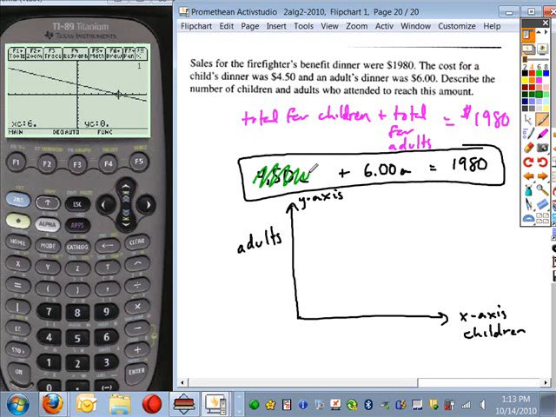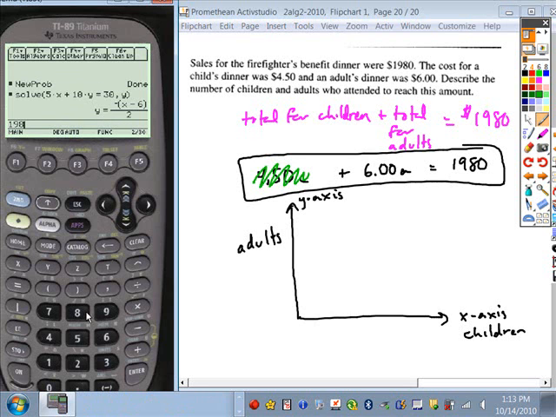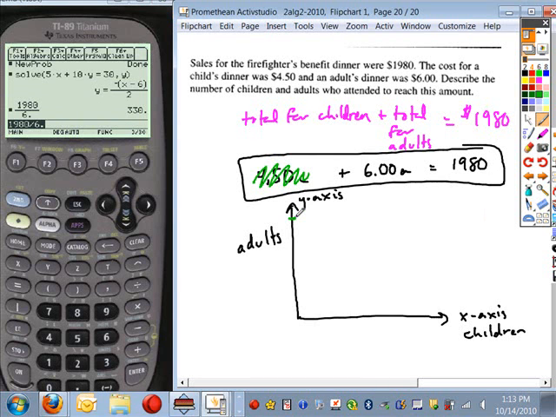If C was 0, we could solve this and take 1980, divide that by 6. Okay, and so we get 330. So our top number of adults, this point right here, would be (0, 330). Okay, and so if this was the case, we'd have 0 children and 330 adults.